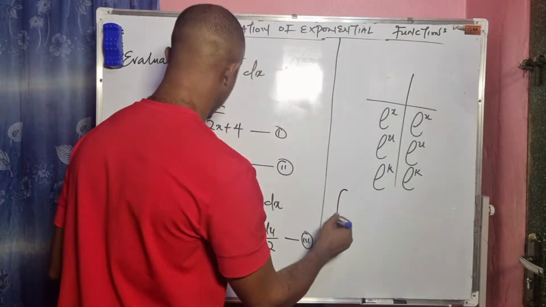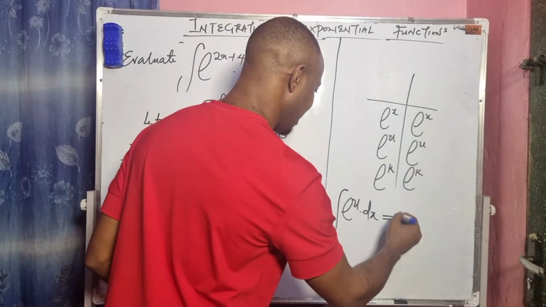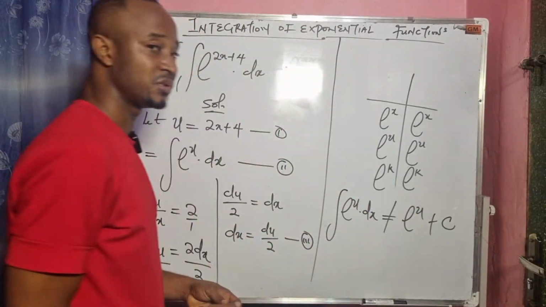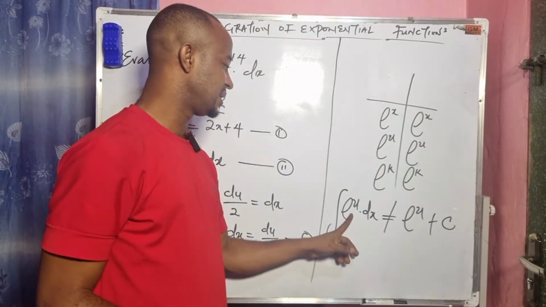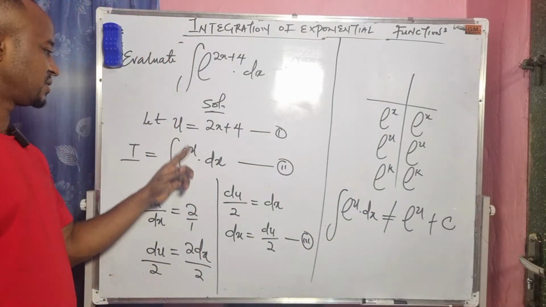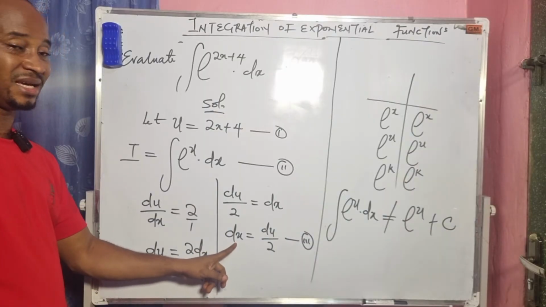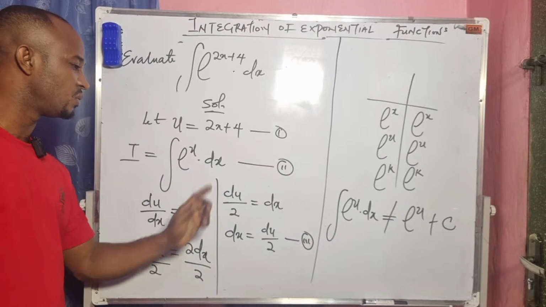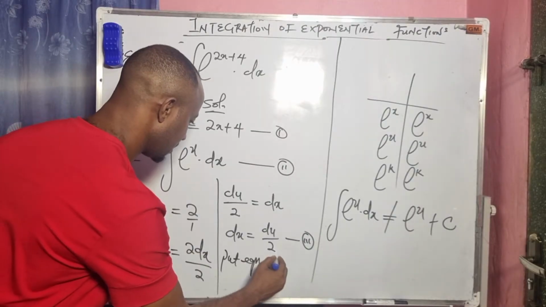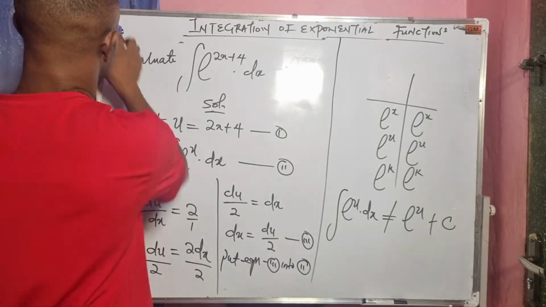Take note that if we have the integral of exponential u dot dx, this can never be equal to exponential u plus c. It's not possible because the authority to integrate e^u is not the x but rather the u. So that's why we have to differentiate this to bring in that du. Are we there? And we have achieved that. So let's substitute our dx as du over 2 in equation 3. I'm going to say put equation 3 into equation 2.